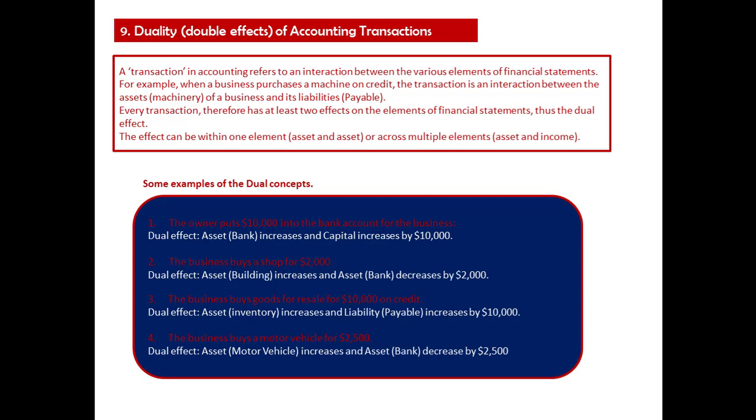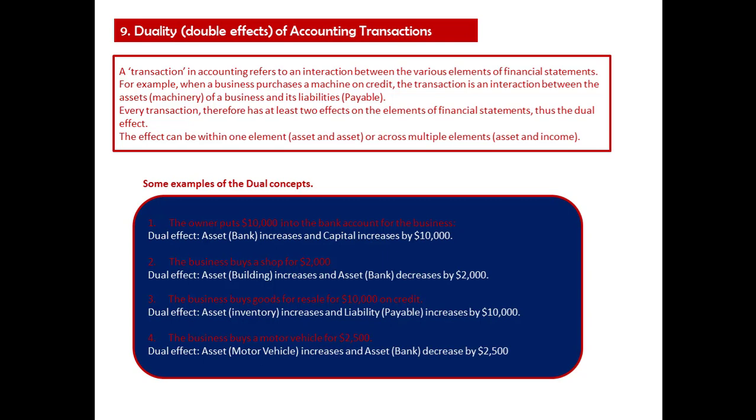Third example, the business buys goods meant for resale, meaning it's inventory, for $10,000 on credit. Effect, asset, which is inventory, will increase by $10,000. Liability, which is payable, will also increase by $10,000. Left side going up, right side going up by the same figure. A balancing situation will be arrived at.